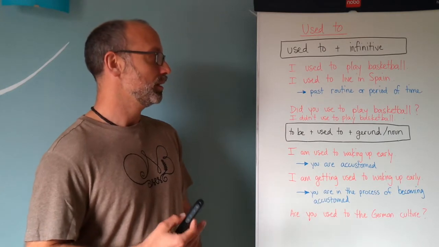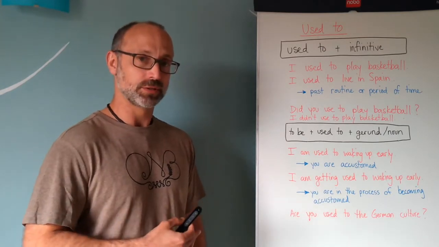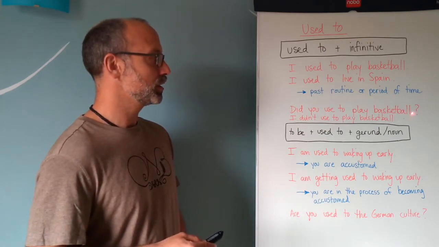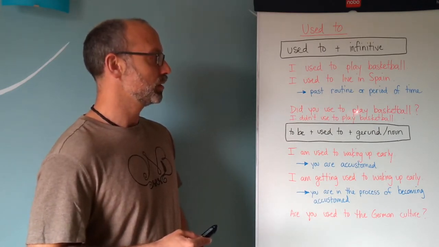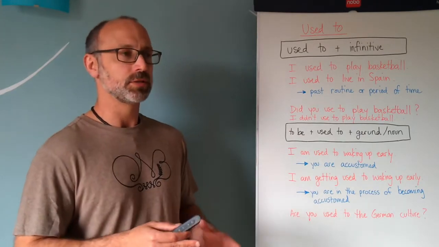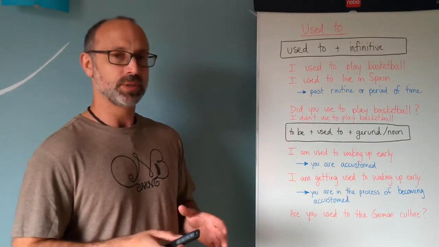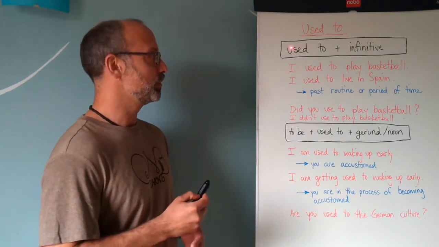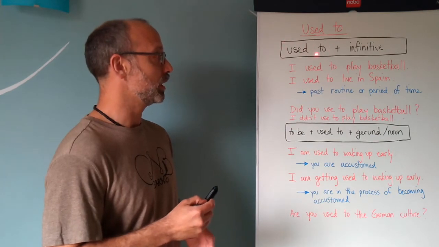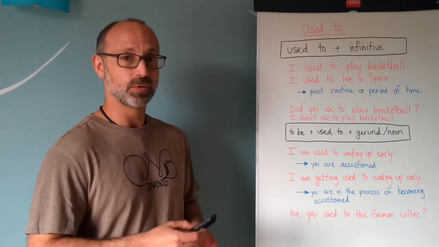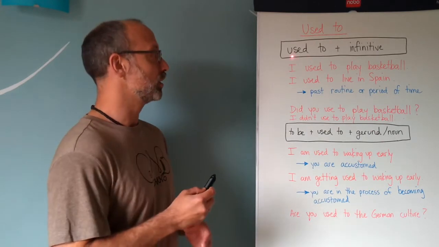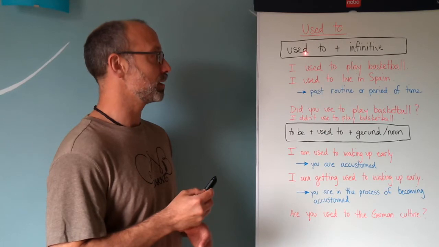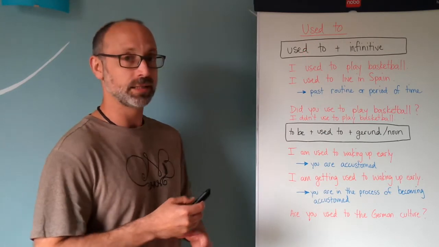Now we can also use this in questions. So, did you used to play basketball? Pay attention to this, because one thing that I see a lot of people do incorrectly is that they think that used to is always used in the same format all the time. However, used to in this context is in the past, and that's why it has this D at the end of the word.